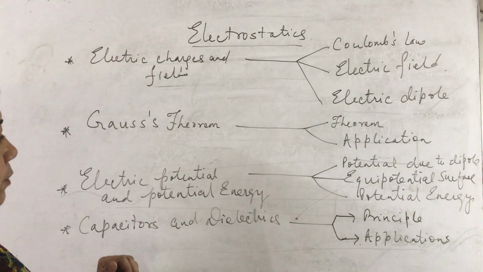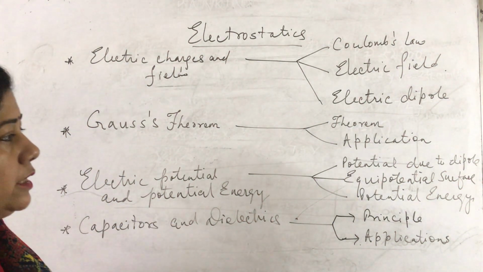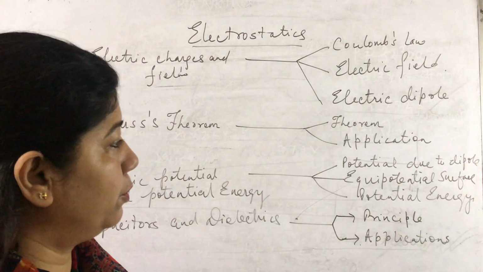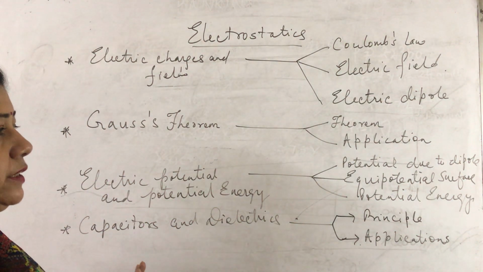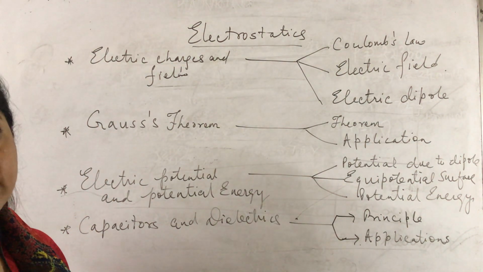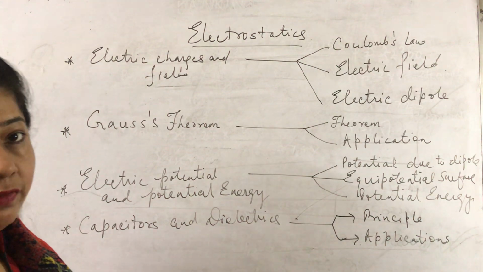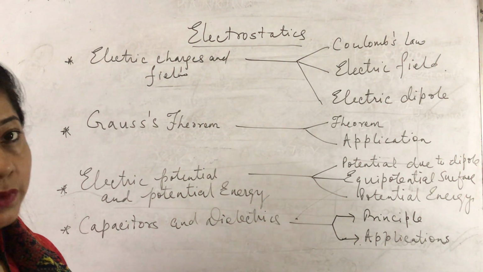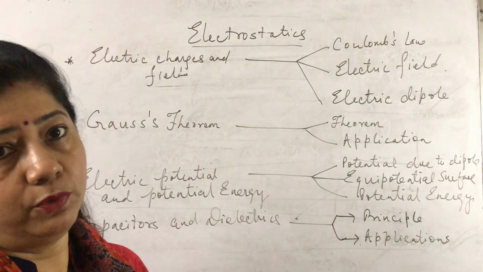Next is the electric potential and the potential energy. This is the potential due to dipole. Equipotential surface, its properties that you're going to study, and then the potential energy. The work done that you need to find out, and further the basic formulas that you're going to work with to get the numerical problems done.